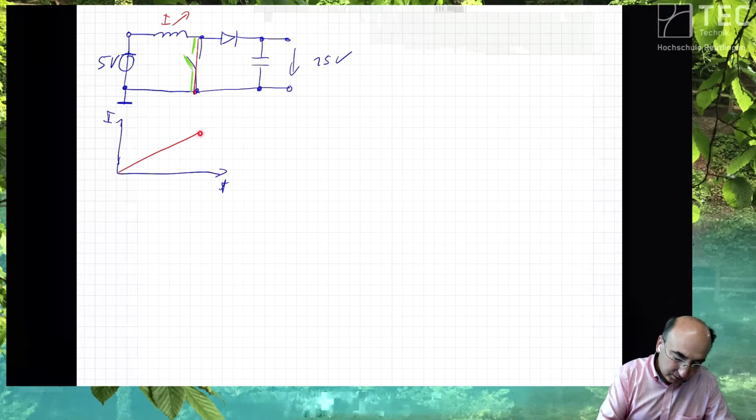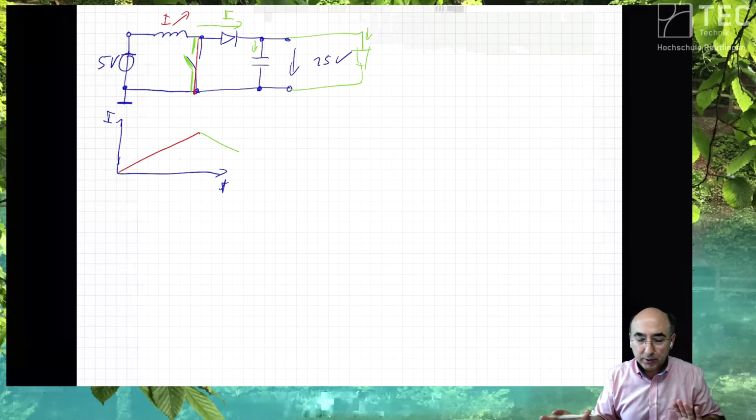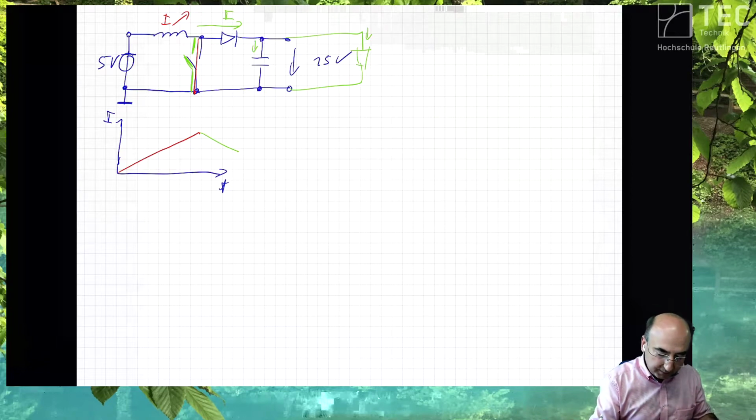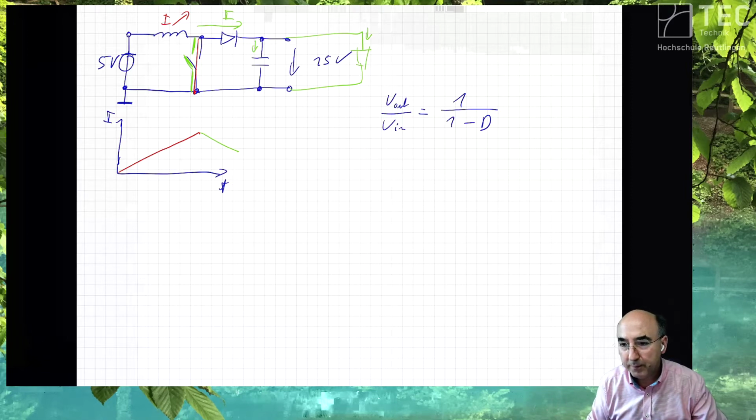The current now is reduced and it is flowing through the diode into the capacitor. And if you have some load here, then some portion is flowing here, some portion is stored here, and so on. So in equilibrium, you have the voltage translation from V out to V in of 1 over 1 minus D, where D is the duty cycle, and so on and off time. Okay.